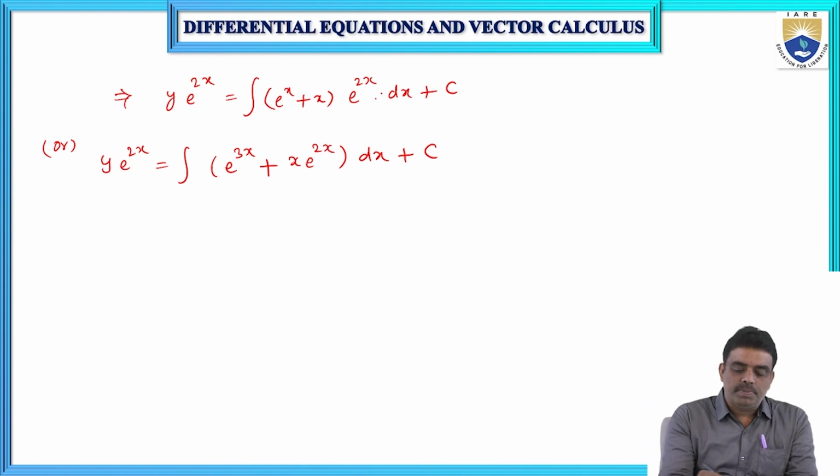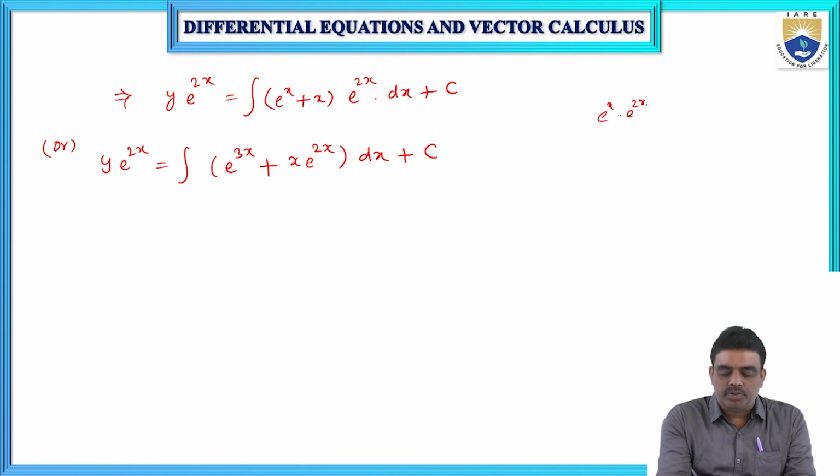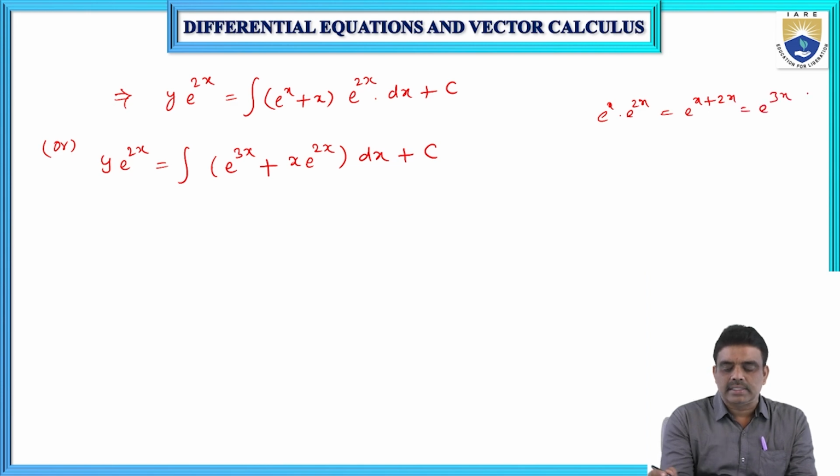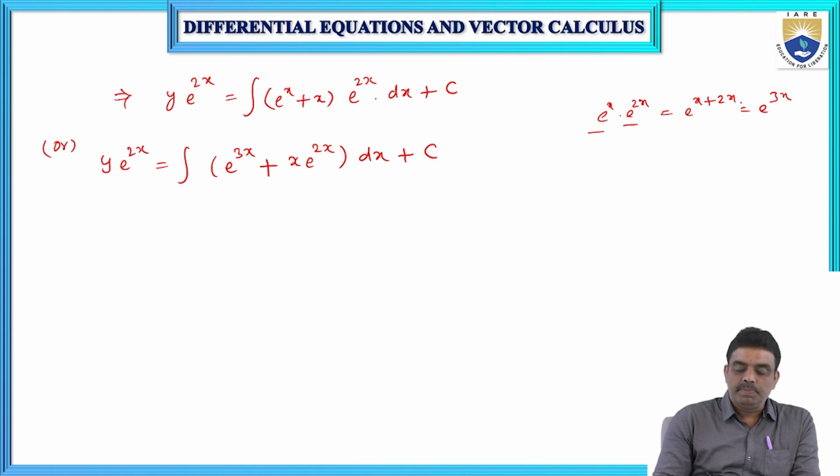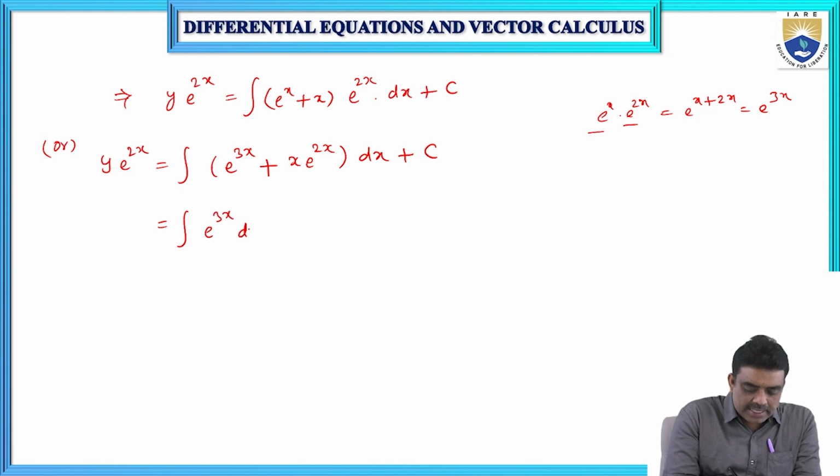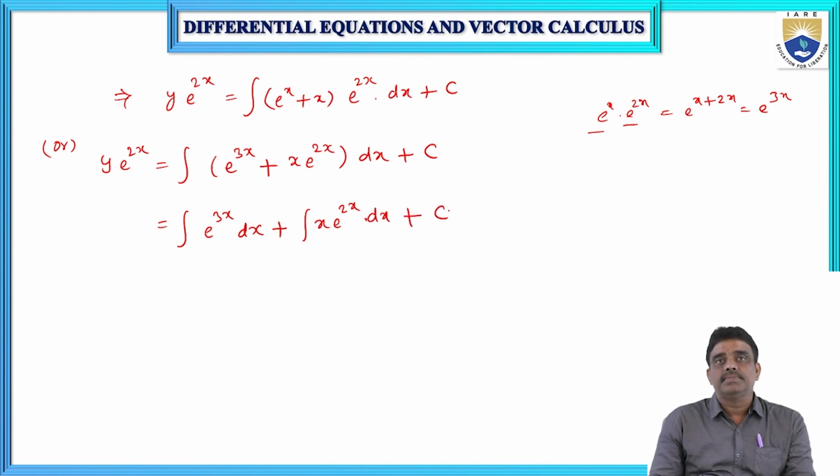e^x into e^(2x), that is e^(x+2x), that is e^(3x), e^m into e^n. Bases are equal, so powers can be added. The value is e^(3x). So first the integration of e^(3x) dx, the first term, second term x into e^(2x) dx, plus the integrating constant.